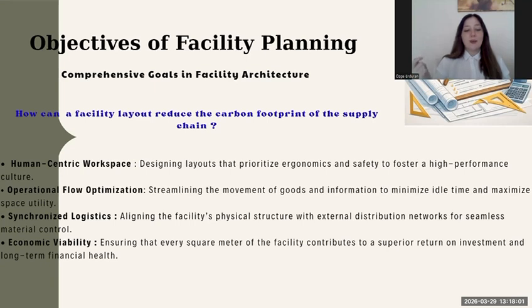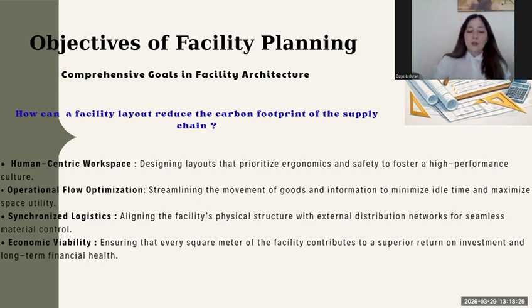The second, we focus on operational flow optimization to minimize idle time. The third, we ensure synchronized logistics, aligning the building structure with global distribution networks. And finally, we ensure economic viability, making sure every square meter contributes to a strong return on investment.